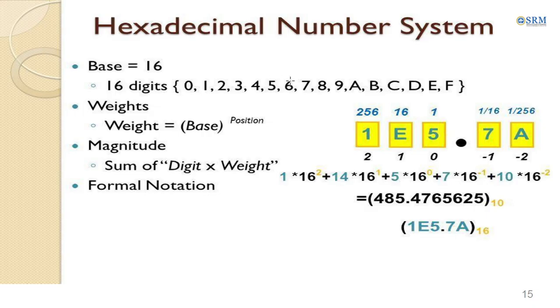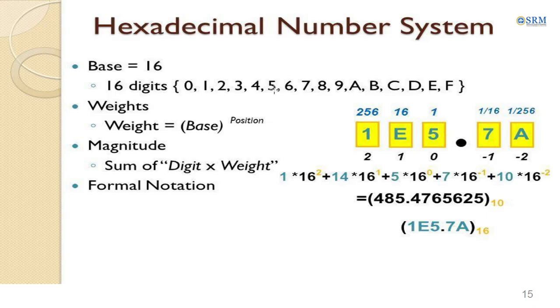Similarly, in this case, we have 0 to 9, 10 symbols, but the rest of the symbols are represented by capital letters from A to F. Over here, you have to understand that F is 15, 14, 13, 12, 11, 10. So A is 10. Even though you may have a question that we can represent 10, 11, 12, 13, 14, 15.